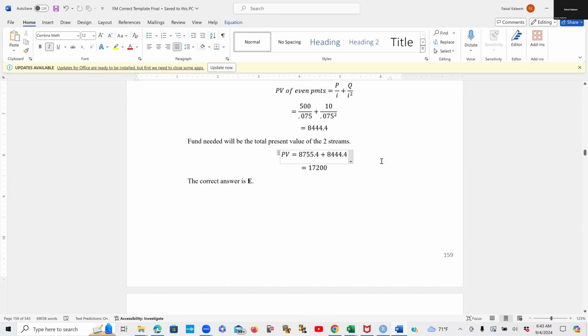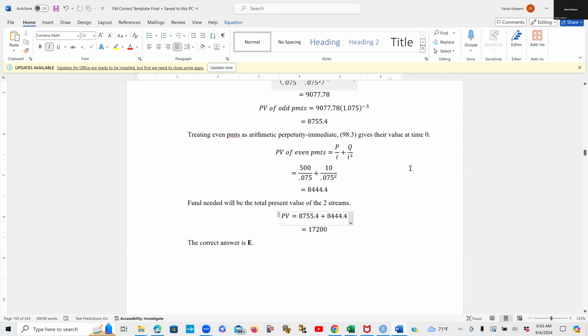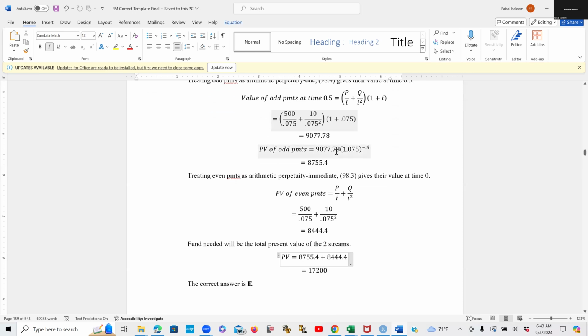And we get 8444.4 as the present value of the even payments. We were to calculate the overall fund that we need right now to get this scholarship, which will be the present value of the two streams combined. So we add up the present value of the odd stream with the present value of the even stream: 8755.4 plus 8444.4. That gives us 17,200. That's choice E.